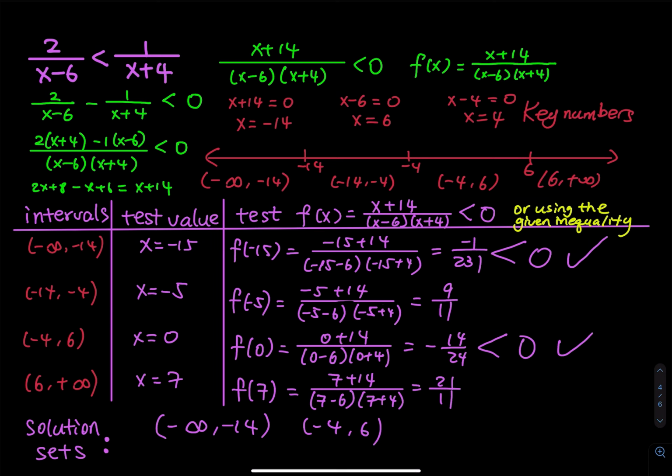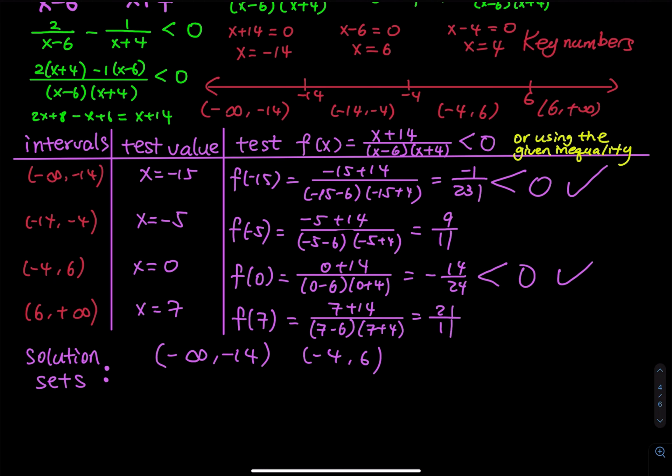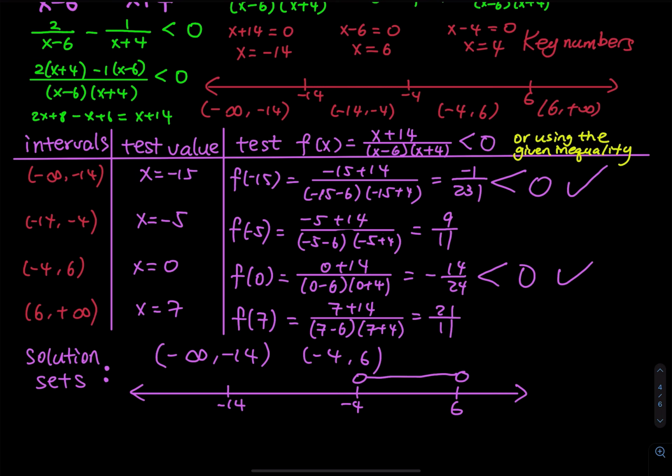There is no less than or equal to, so there is no equal, then we use all parentheses. Draw a number line: 2, 4, and 6. So this is x less than 2, and x between 4 and 6. And that is your answer.